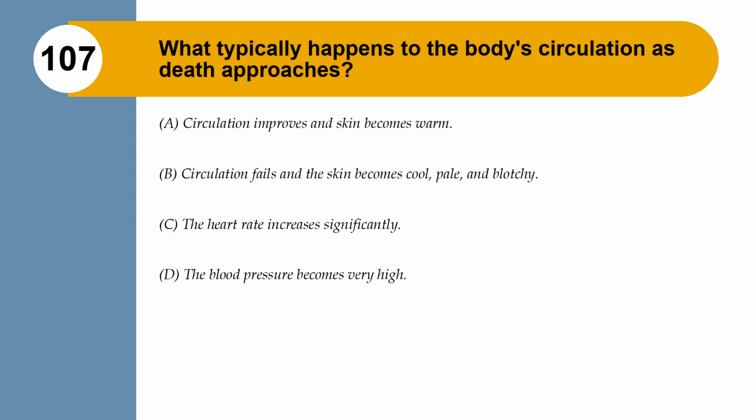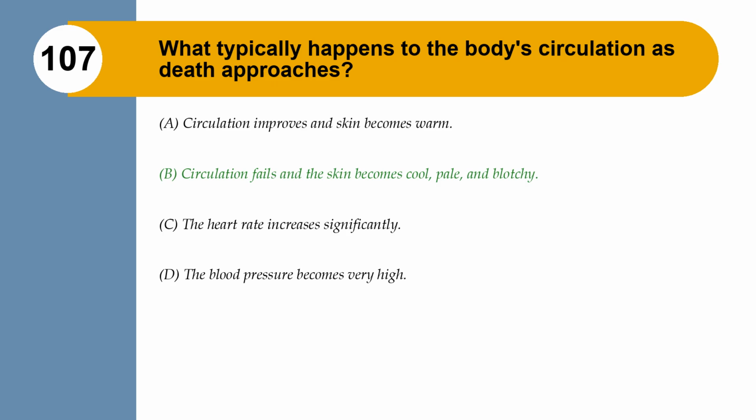Question 107. What typically happens to the body's circulation as death approaches? Option A, circulation improves and skin becomes warm. Option B, circulation fails and the skin becomes cool, pale, and blotchy. Option C, the heart rate increases significantly. Option D, the blood pressure becomes very high.